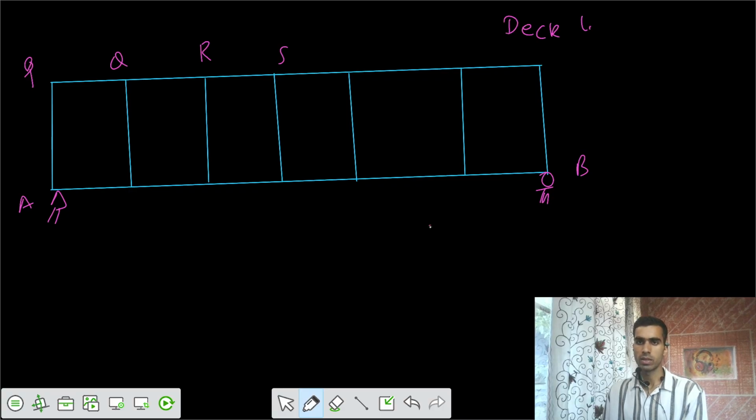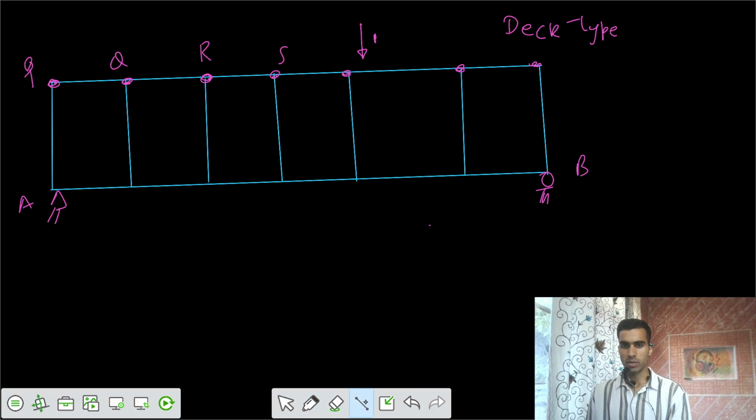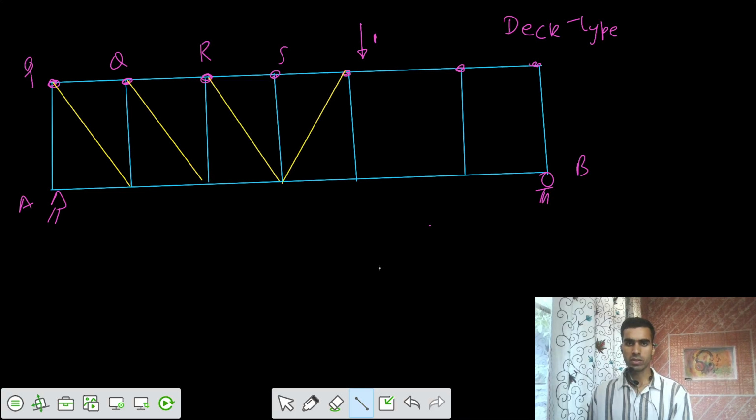Deck type loading means the loading joints are these. These are your loading joints, so load is passing from these. A 1 unit load is from the top side, and we have to join them. We have to join the members, also those diagonal members. So finally, it looks like an N-type truss. Then after that, you have to reverse it. So this is your N-type.